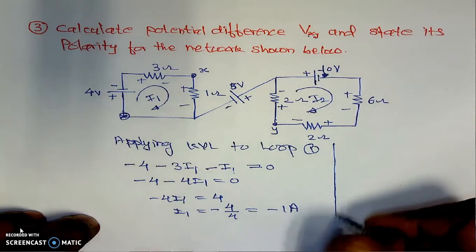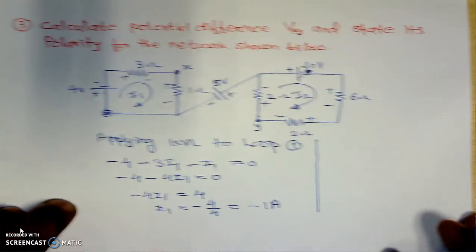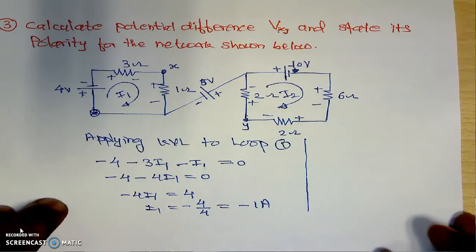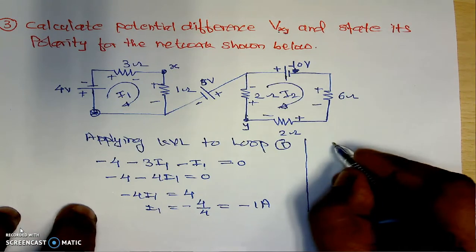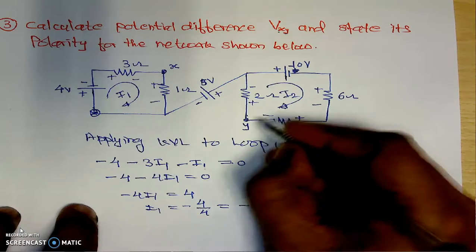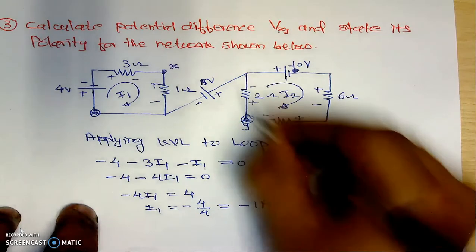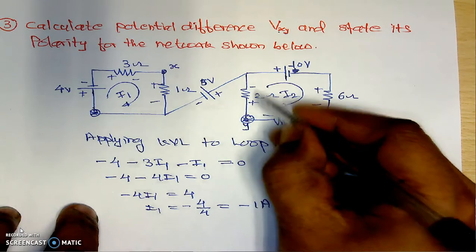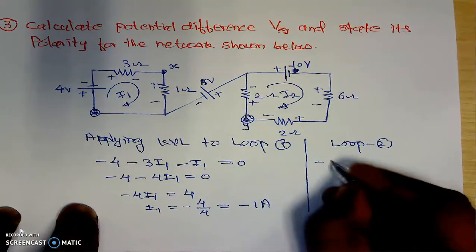Similarly, here I am applying KVL to loop number 2. If we are applying the KVL to loop number 2, we will travel from this particular point again in the clockwise direction. Here we are traveling from positive to negative, which is minus 2 into its current.